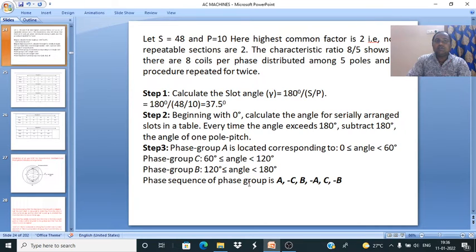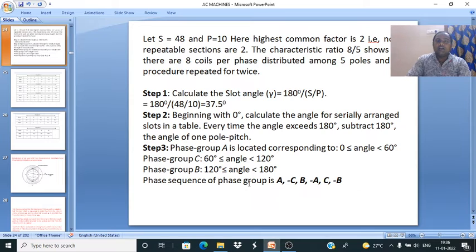In the previous class, we discussed integer slot winding. Whenever the slots per pole per phase is an integer, how can you manufacture the winding? How can you fabricate the winding? We discussed. Now we discuss fractional slot winding.